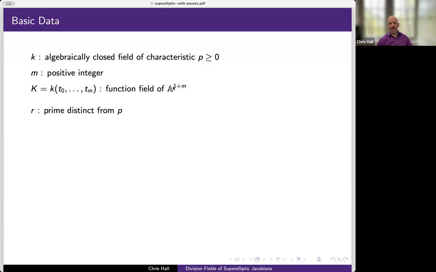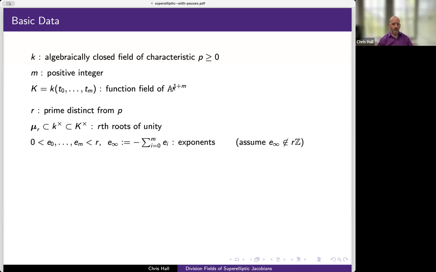So that's some of the data. Some other data I need. I need an auxiliary prime r. This is really intended to be fixed throughout the duration of the talk, though you could certainly ask what happens if it varies. Once I fix that prime r, I also want to make note of the fact that r is invertible in my field K, so I've got the cyclic group of rth roots of unity contained inside. This is both in the ground scalar field K and in the function field capital K.